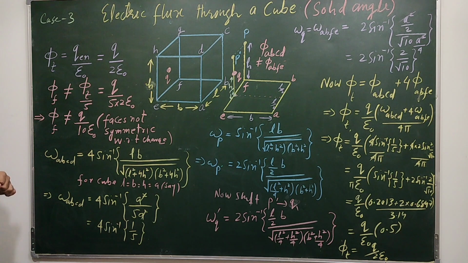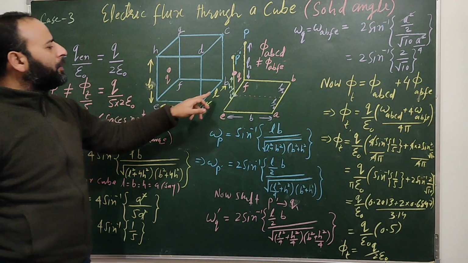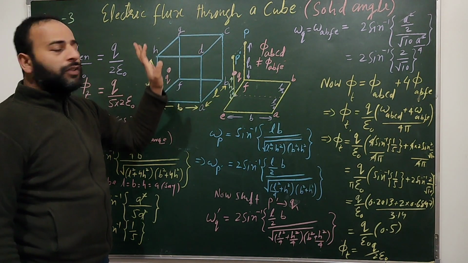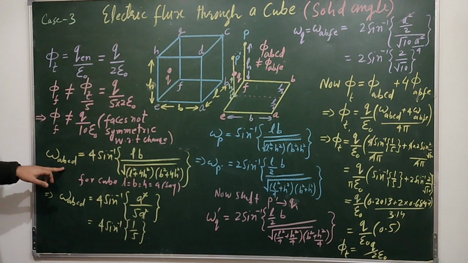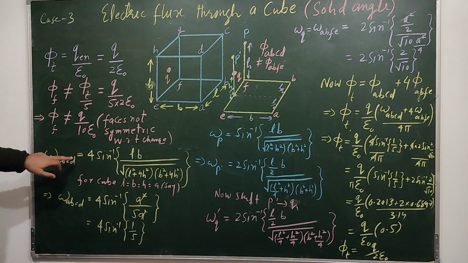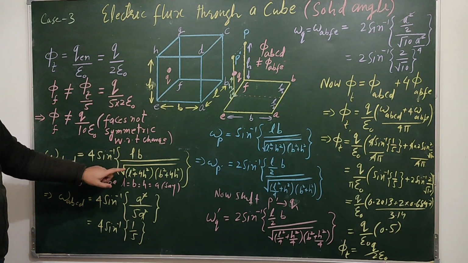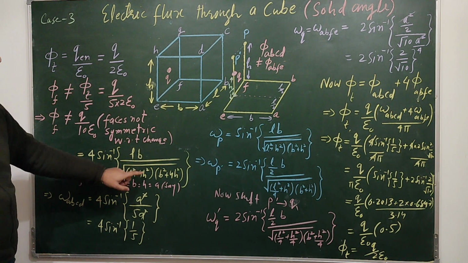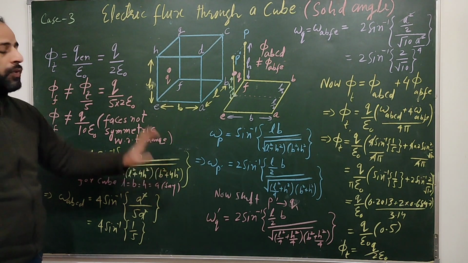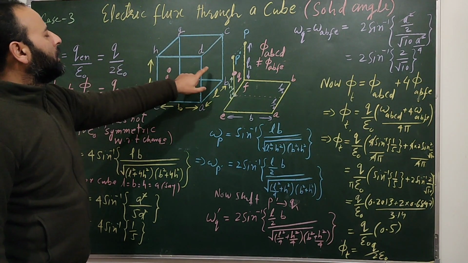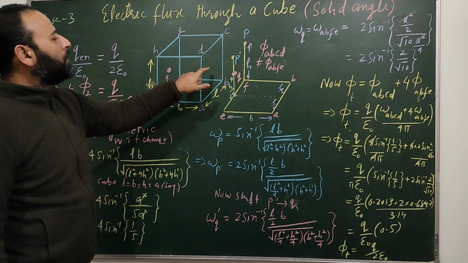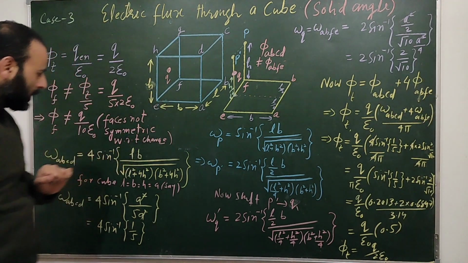Now, let's see first what is the solid angle subtended by this face ABCD so that we can calculate the flux through this. The solid angle subtended by ABCD at the charge is 4 sine inverse of LB divided by under root of L square plus 4H square times B square plus 4H square, where we consider this as a rectangle and the charge is at a distance of H from the midpoint of the rectangle, right?